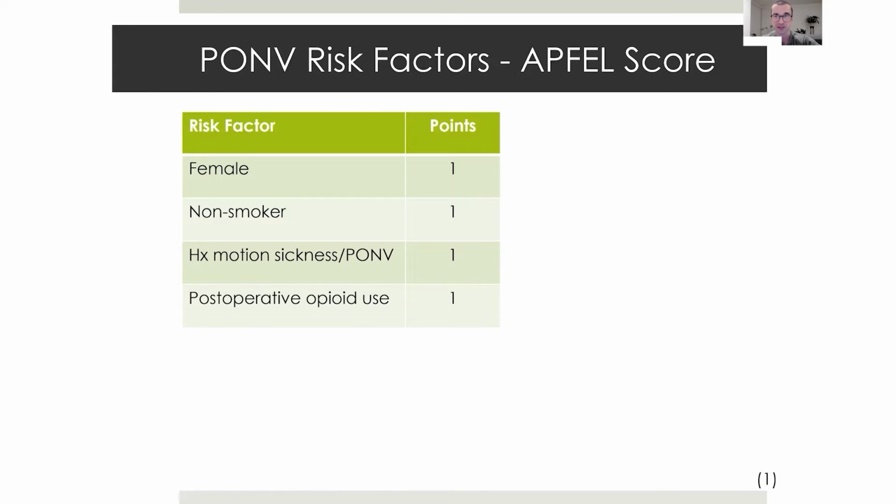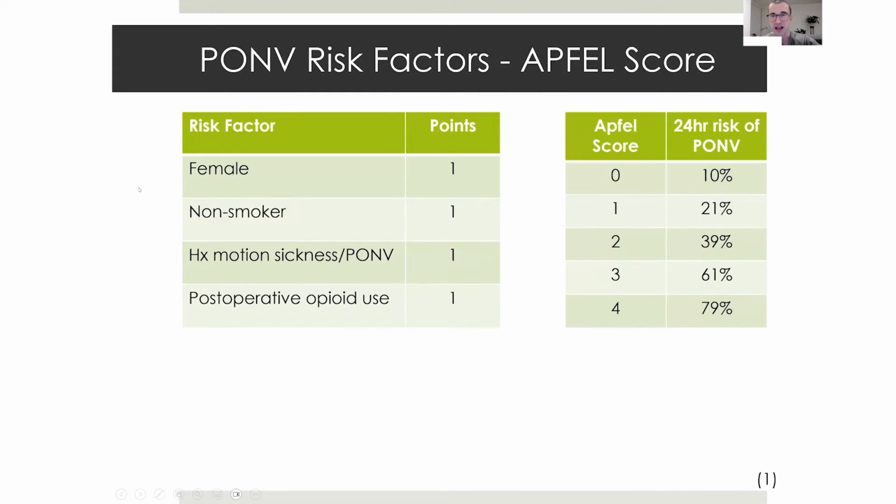And it's important to take a photo of this at the end for your anesthetic rotations as well, as you'll probably impress your bosses knowing this in advance. And then you tally up the scores, and that'll tell you what someone's risk is of getting PONV in the next 24 hours. So you can see if you've got 4 risk factors, your risk is 79%.